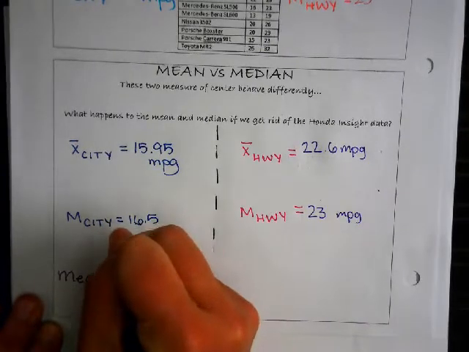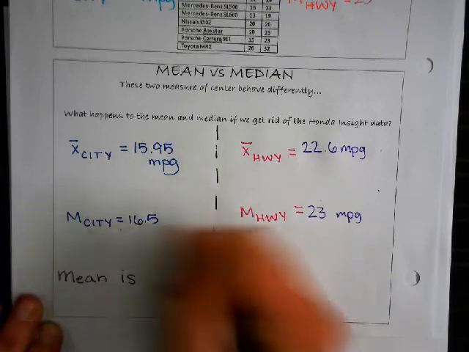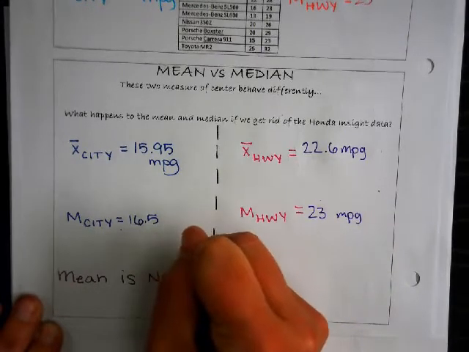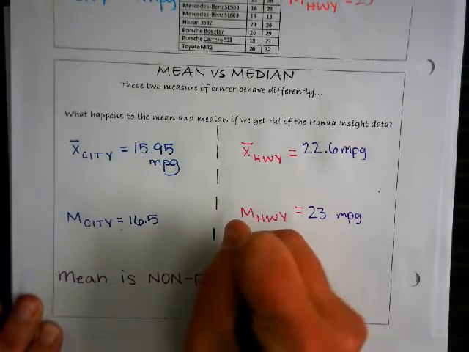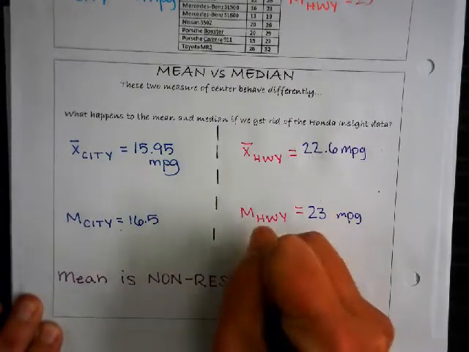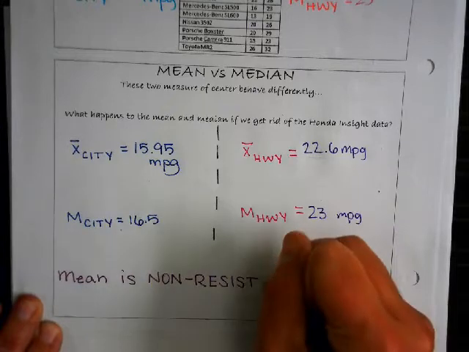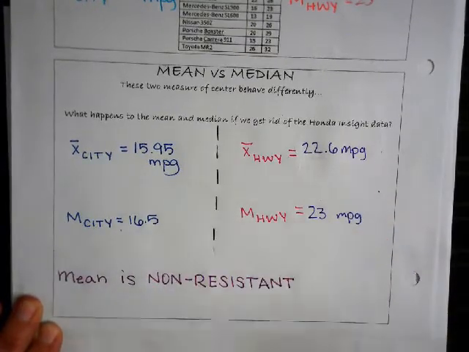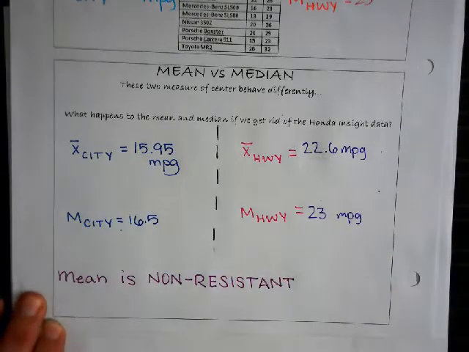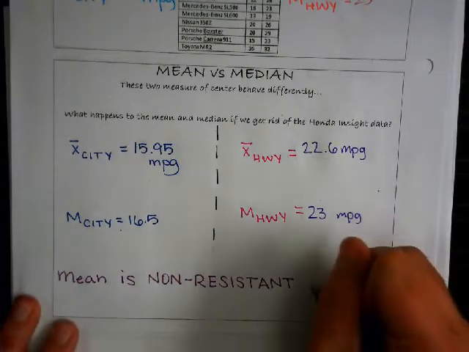So when we had the Honda Insight data in there, it was a high, well, what appeared to be a high outlier, and it pulled our mean towards it. So when we had those higher numbers, our means were higher.